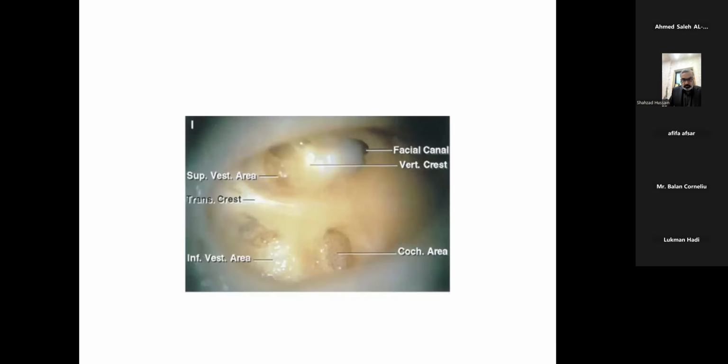This is once only the layer of bone is intact. That is showing a vertical crest that tends to separate the facial area from the superior vestibular area. There is a transverse crest that tends to separate the superior vestibular nerve and the facial nerve from the inferiorly lying cochlea and the inferior vestibular nerve.